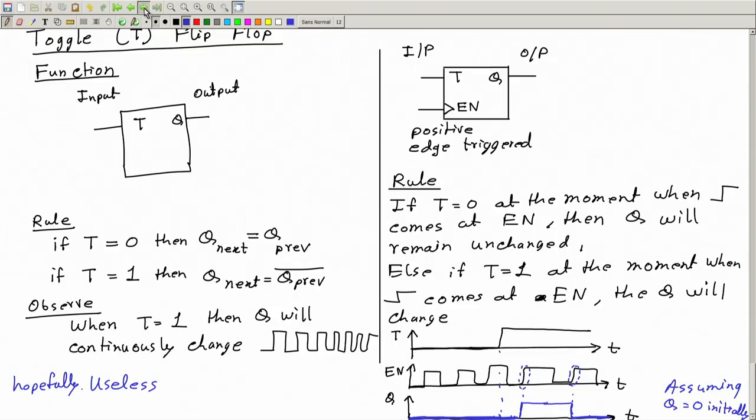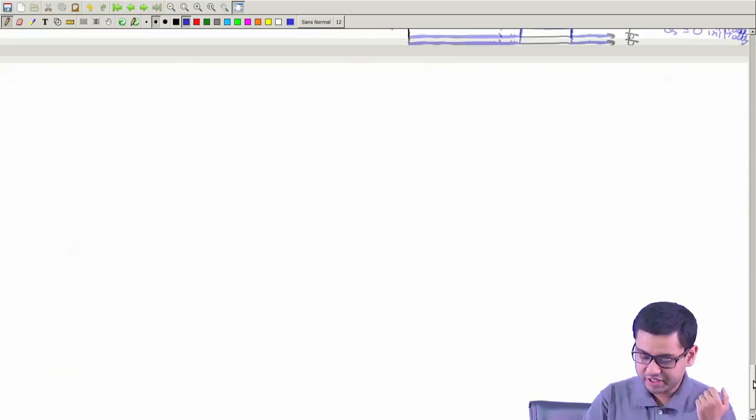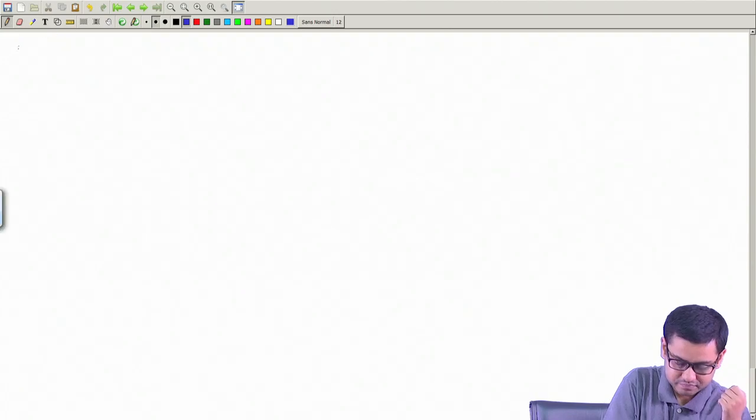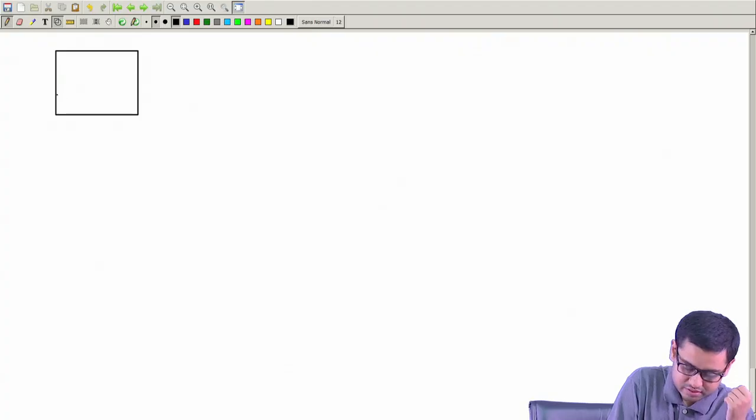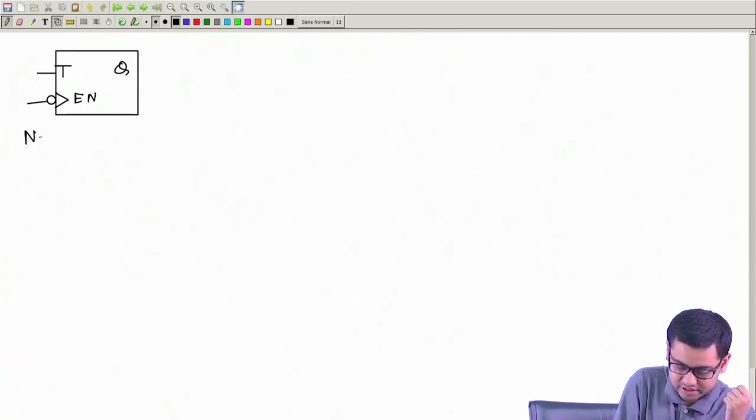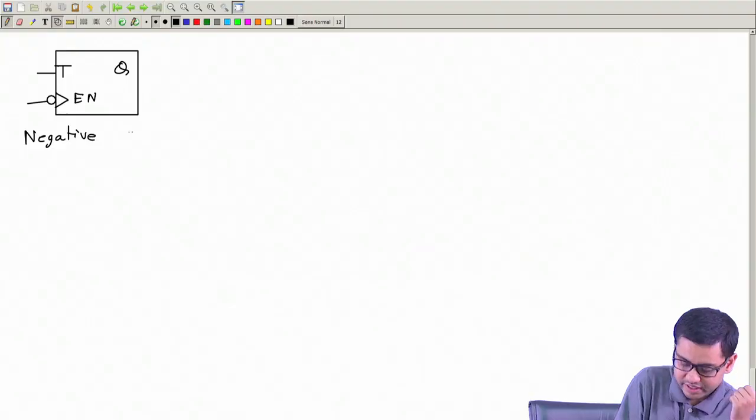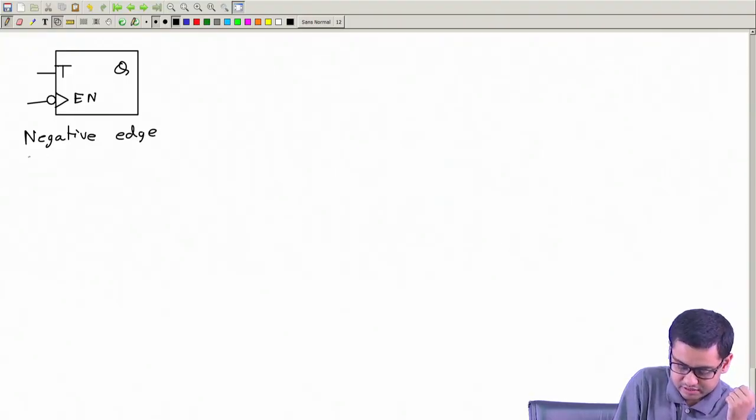Now, similarly we can have another type of T flip flop, which is negative edge triggered T flip flop, whose symbol will be just like this. We will have a bubble before the enable. This is T, this is Q, input output. So this is negative edge triggered T flip flop.